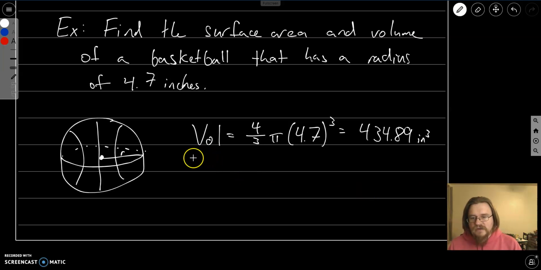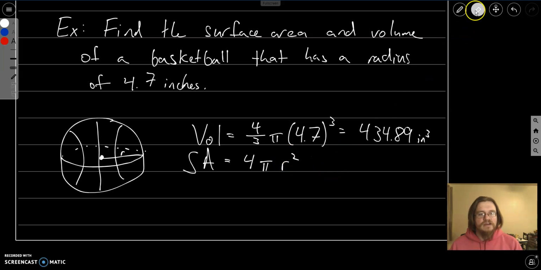So let's find the surface area as well. Sometimes surface area will just be abbreviated SA. And this is going to be 4 times pi times r squared. And again, we know what r is. It's going to be 4.7 squared. Just look up our formula and plug it in.